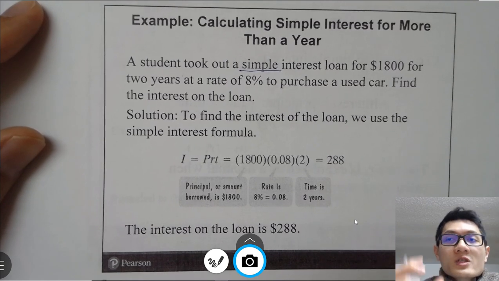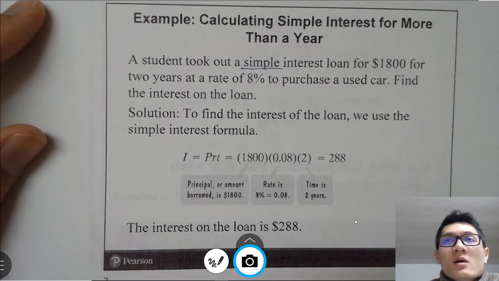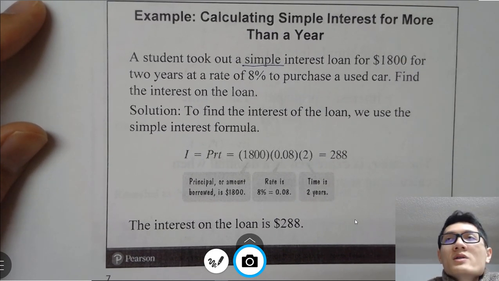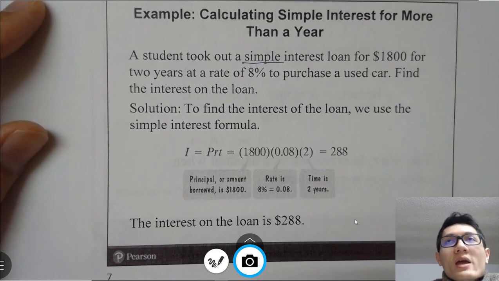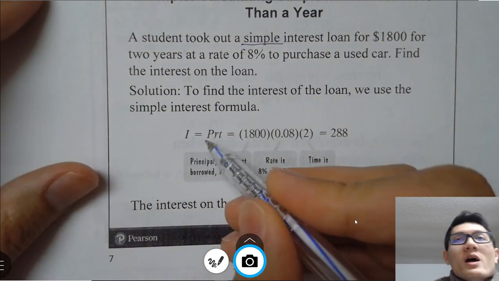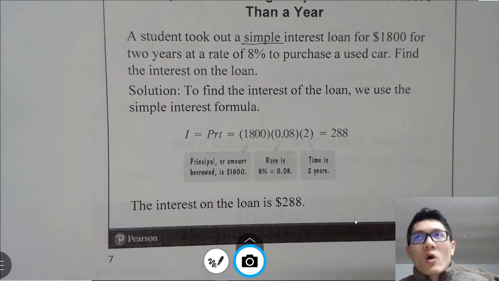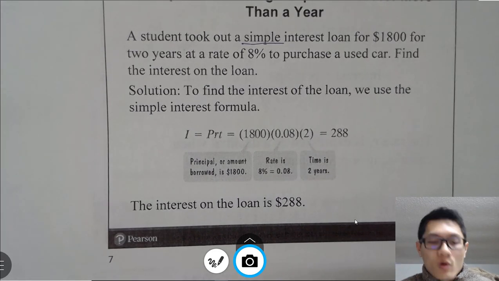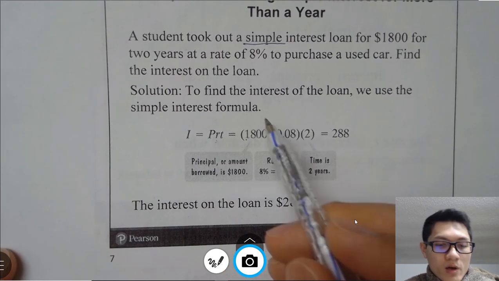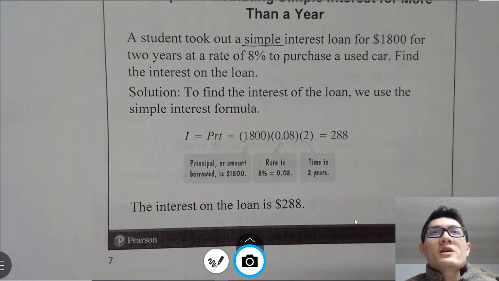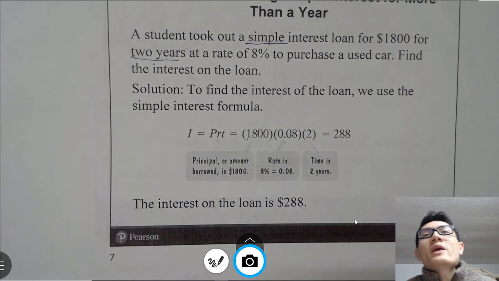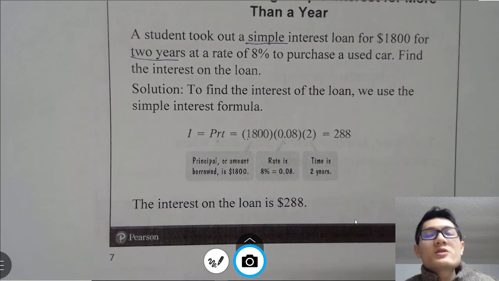So you are looking for the interest amount of money that the student has to pay if he or she took out 1,800 for 2 years with the rate of 8%. So again, to find the interest of the loan, we use the simple interest formula, I equals PRT. The amount of money that we borrow in the beginning is your P, your principal, 1,800. The rate r, 0.08 in decimal of 8%. The time t, 2 years. Multiply them together, 288. So the interest on the loan is $288.